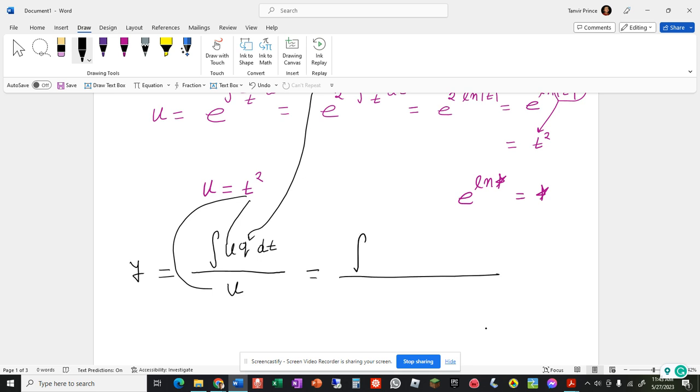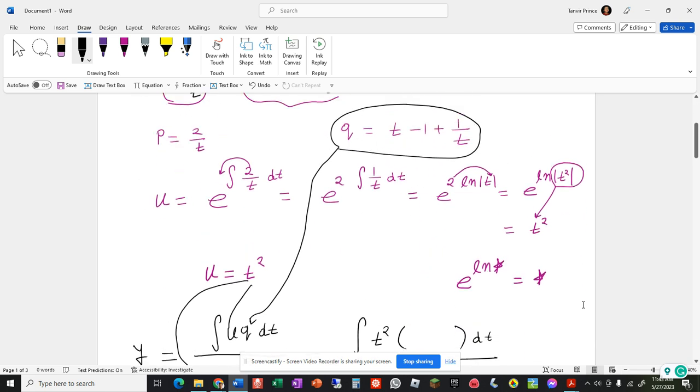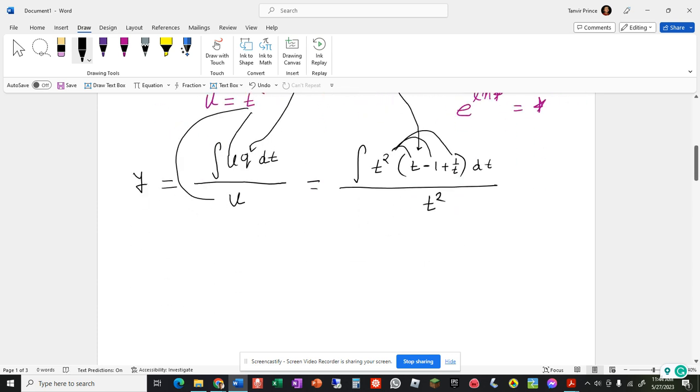The integral of u times q, let's put our q there. Maybe I can zoom out a little bit. So my q is t minus 1 plus 1 over t. So that's my q, this one, divided by u, which is t square. Let's evaluate this integral. It's a calculus 1 integral, which we can all do. So let me first multiply out the t square.